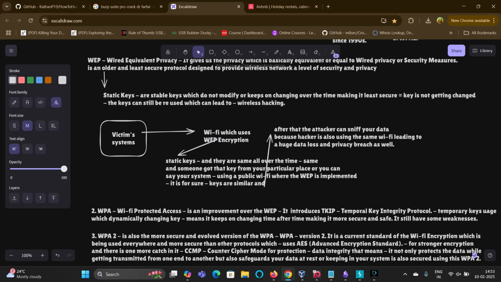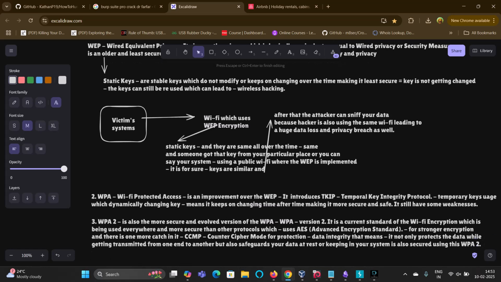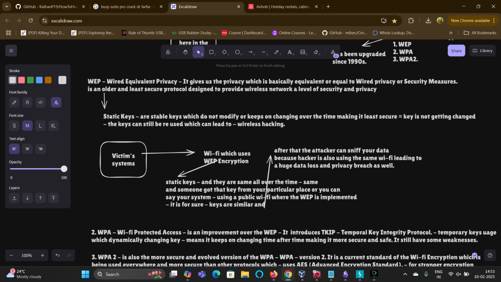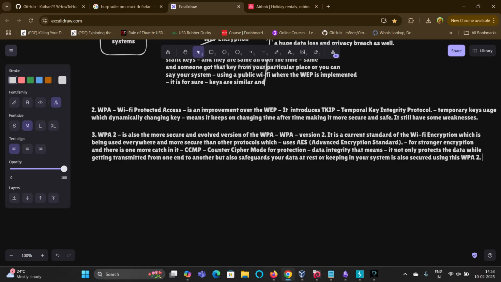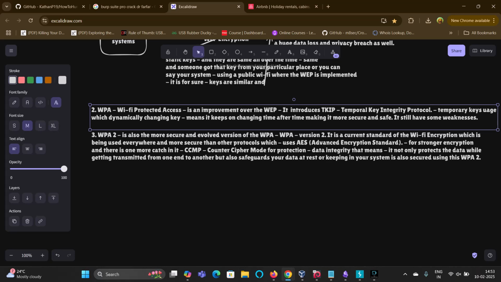WEP, WPA, WPA2 are the Wi-Fi encryptions. WEP stands for Wired Equivalent Privacy, which uses static keys which are unchangeable, cannot be modified, and remain the same all the time, which can lead to least security and can be cracked over time. Moving on further, we have WPA, that is Wi-Fi Protected Access, which is an improvement over WEP, and it introduces TKIP. TKIP is Temporal Key Integrity Protocol, which uses dynamically changing keys. That means it is not static, it dynamically keeps on changing the keys over time.